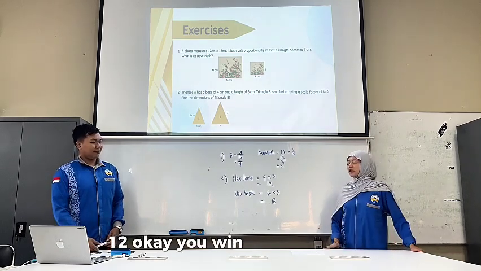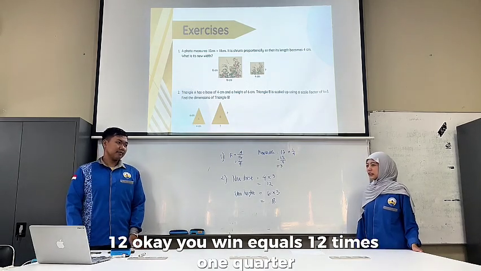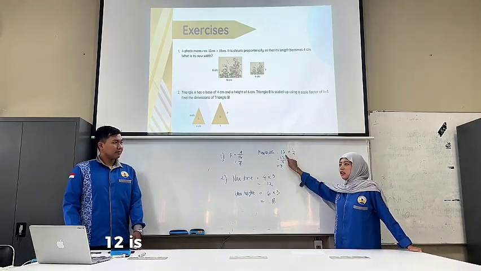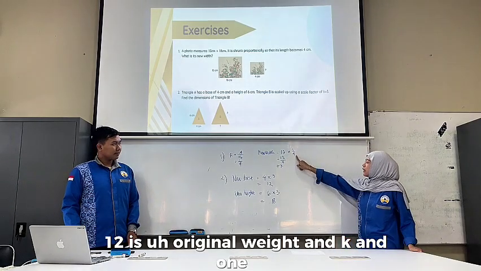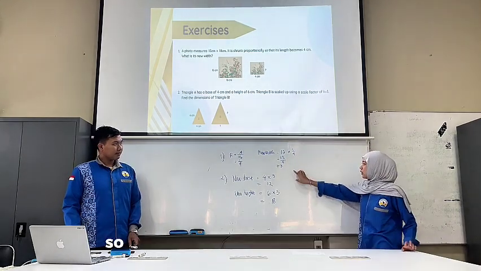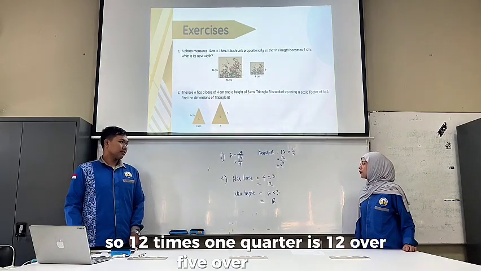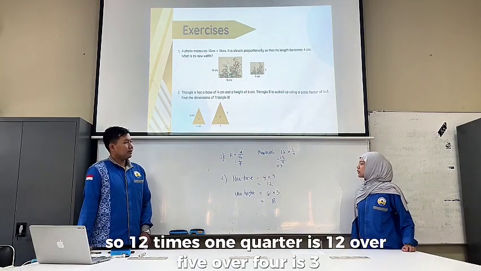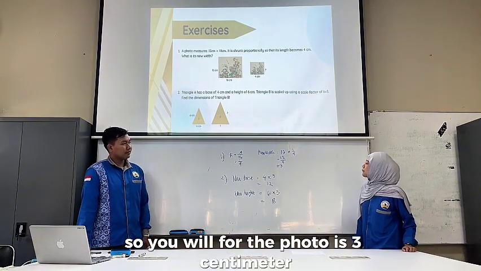Okay, new weight equals 12 times 1/4. 12 is the original weight and 1/4 is k. So 12 times 1/4 is 12 over 4, which is 3. So the new width for the photo is 3 centimeters.